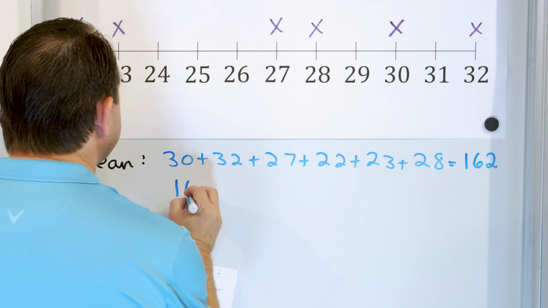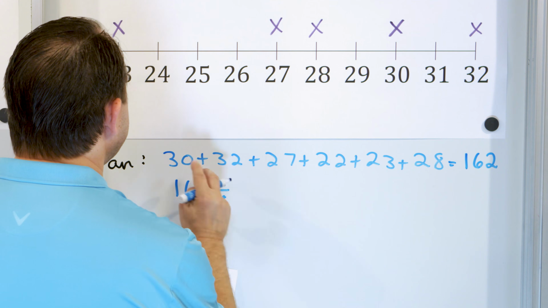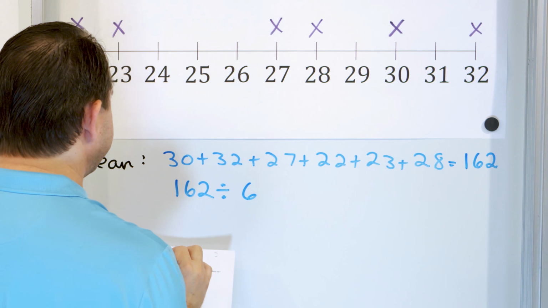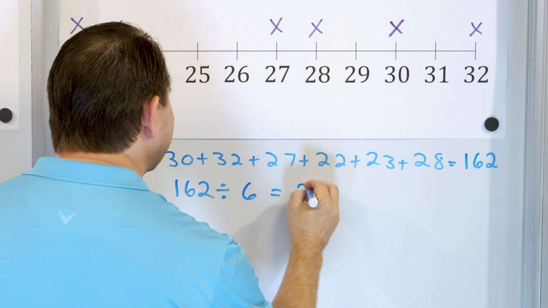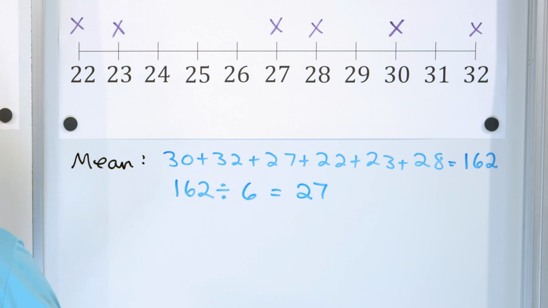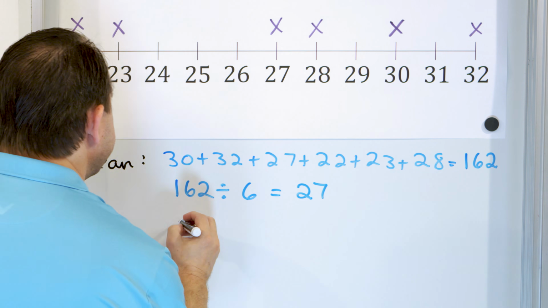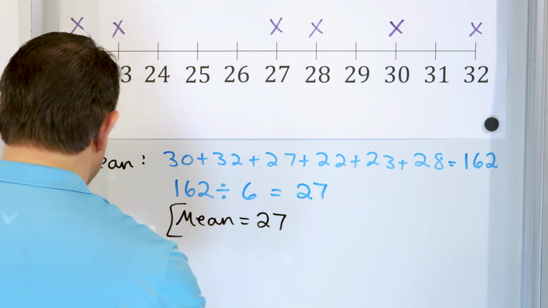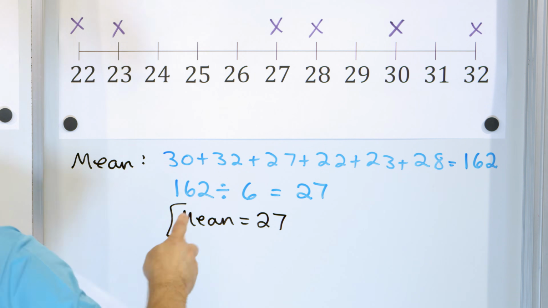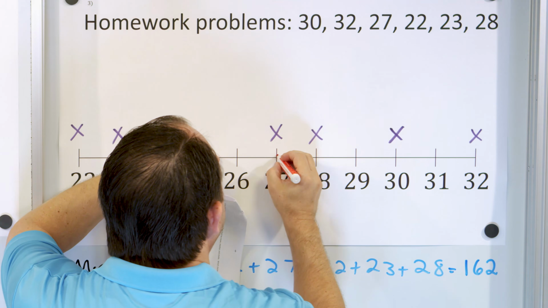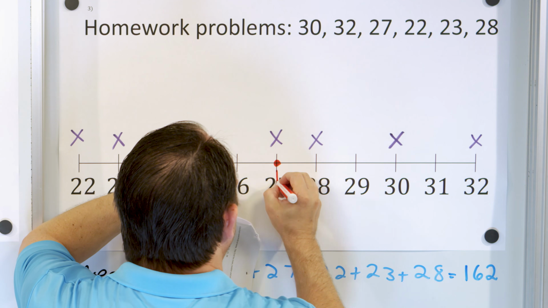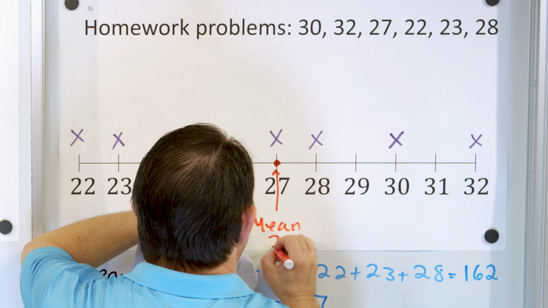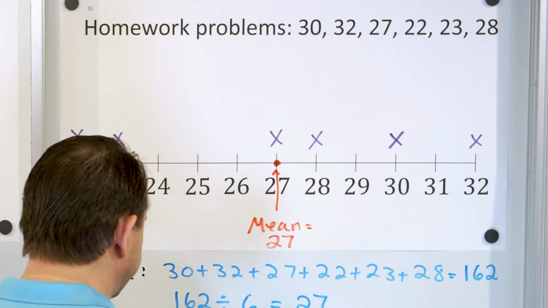And then if you take 162 and you divide it by 1, 2, 3, 4, 5, 6 data points, 162 divided by 6, when you do that long division, you're going to get exactly 27. So what we have figured out is that the mean is equal to 27. This is the bottom line, the final answer of that. So let's put that on the chart. The mean is going to live right here at the number 27. All right, mean is equal to 27.